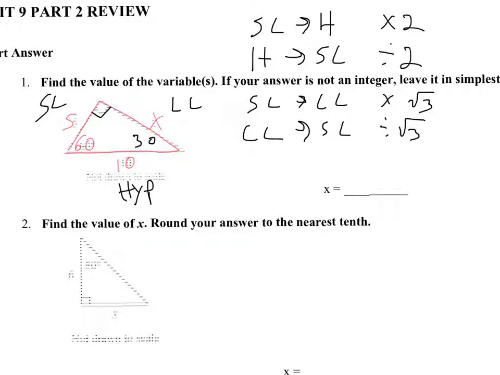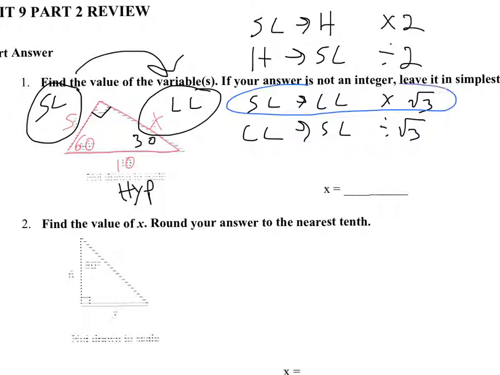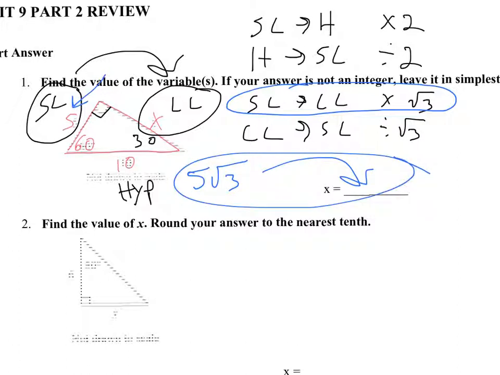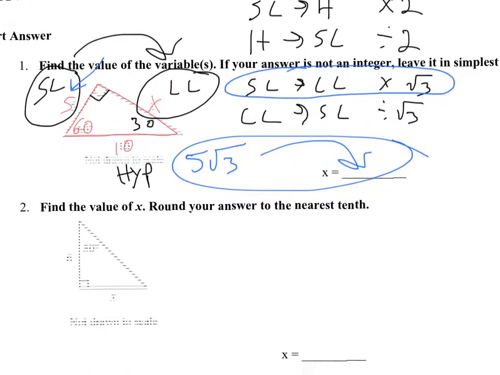Now notice that my variable is my long leg. I have my short leg, so to go from short leg to long leg, that would be right here. I'm going to multiply my short leg by radical 3. My short leg is 5. 5 times radical 3 is 5 radical 3, and that's my answer. A little shortcut, no need to use trig ratios. We're able to do that.